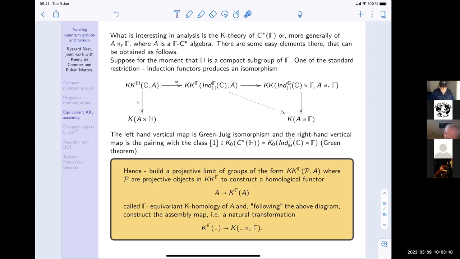So what can I do? I can look at KK H of C comma A. By the Green-Julg theorem, that's isomorphic to the K theory of A cross H. On the other hand, to get from KK H to KK gamma, there is the descent of Kasparov: going from KK gamma, you can go to KK by taking the cross product with gamma.